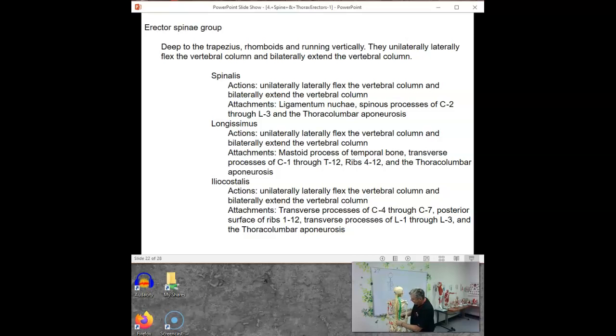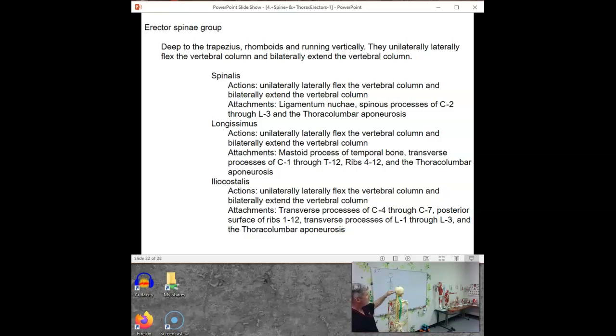L1 through L3. It swings out wide because it is called the iliocostalis. It is called the hip rib muscle. So it hooks into your hips by going in thoracolumbar aponeurosis, and it grabs onto all 12 ribs, and it grabs onto transverse processes at the beginning and the end, in the cervical and the lumbar region, because that's how it curves out. But that's why it's called the hip rib muscle.